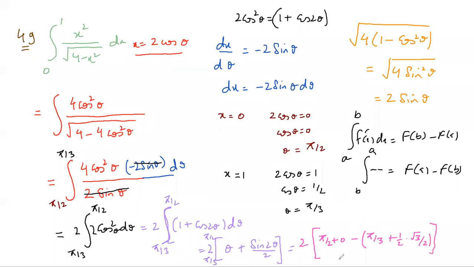So finally, this is going to be, let me change the color so that it remains clear to us. This is 2 into pi by 2 minus pi by 3 is pi by 6. And this is minus under root 3 over 4. Now this question finishes here.